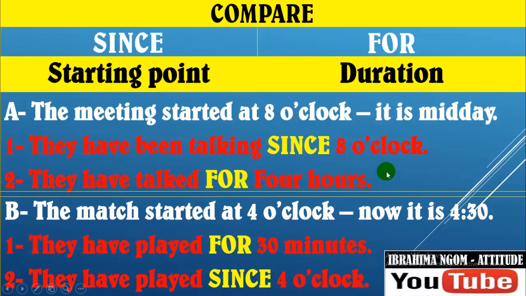La réunion ici en haut a commencé à 8 heures. Il est midi. Donc depuis 8 heures, ils parlent. Ils ont parlé pendant 4 heures de temps. Le match a commencé à 4 heures. Il est 4h30. Ils ont joué pendant 30 minutes. Ils jouent depuis 4 heures. You see, since and for.